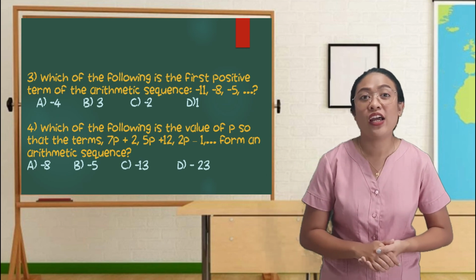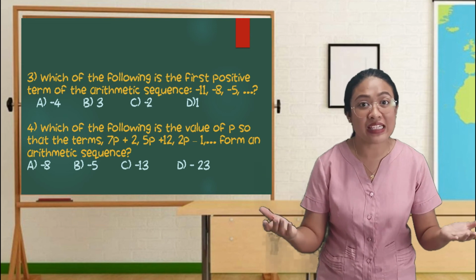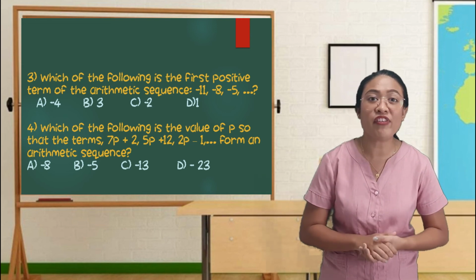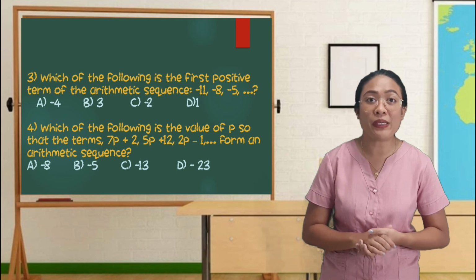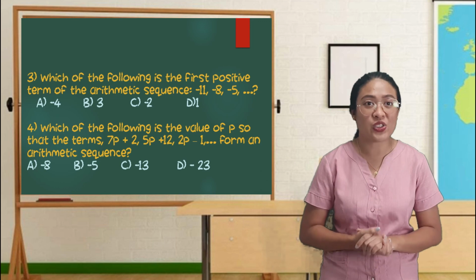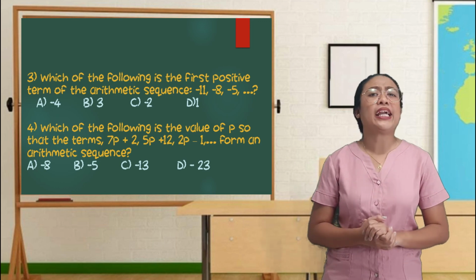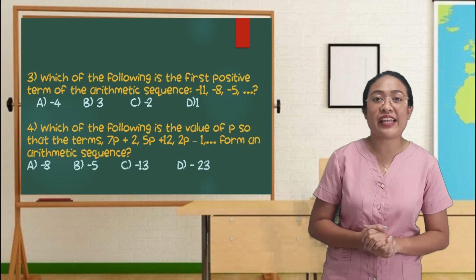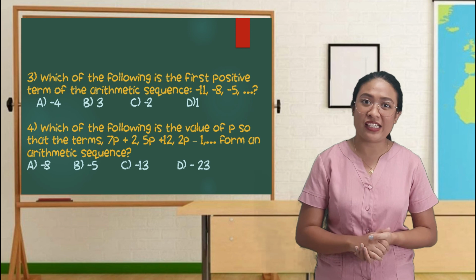For number 4, which of the following is the value of P so that the term 7P plus 2, 5P plus 12, 2P minus 1 form an arithmetic sequence? The choices are A, -8, B, -5, C, -13, and D, -23.